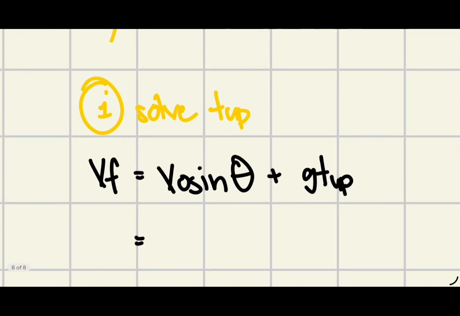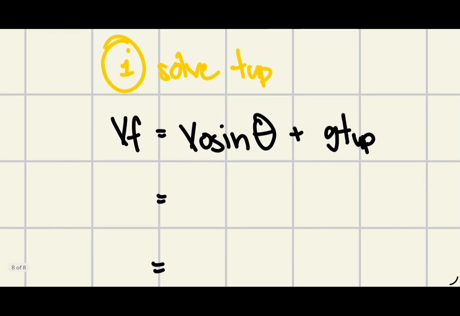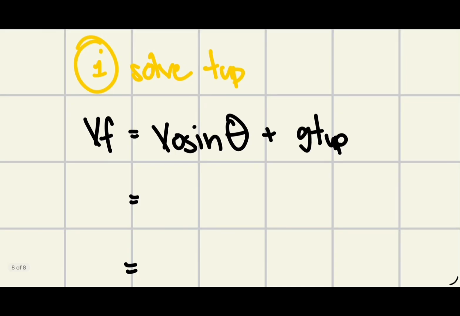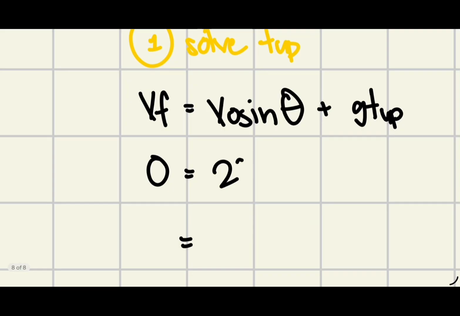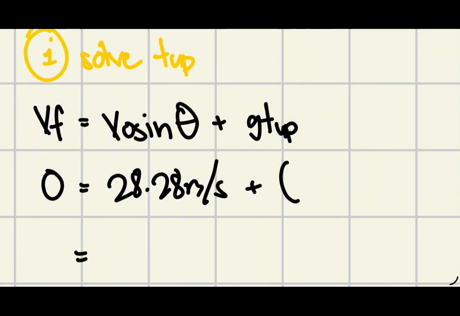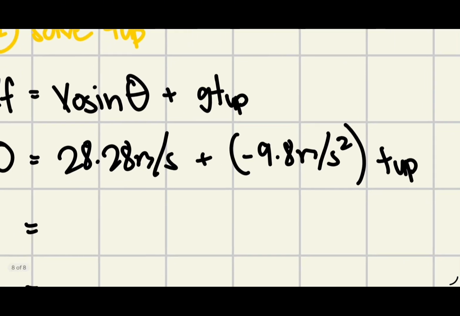We can use the first formula for the vertical projection of projectile motion, which is final velocity is equal to initial velocity multiplied by sine theta plus gravity times t of up. Since our projectile is going up to its peak height, our final velocity is equal to 0. Then we substitute our other values. Our vertical component is 28.28 meters per second plus the gravitational acceleration multiplied by the time going up.